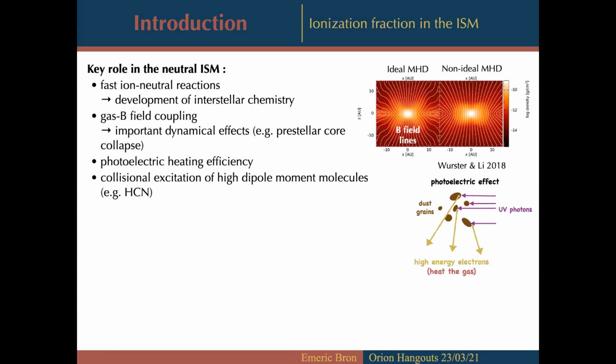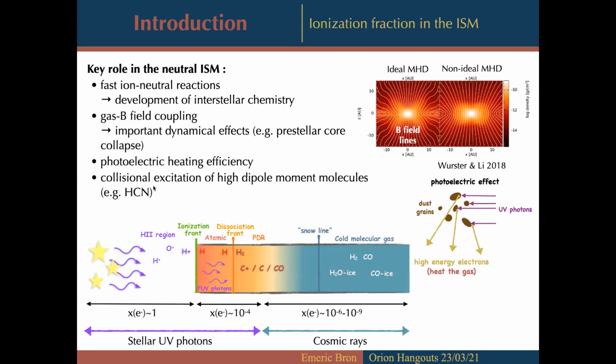So in molecular clouds, the ionization fraction will vary by several orders of magnitude. If you are in star-forming regions with very young, massive, and bright stars, close to them, you will have an ionized region where everything is ionized, so the ionization fraction is 1. Then, as you pass the ionization front, hydrogen becomes atomic, neutral, but there are still UV photons able to ionize carbon, which will provide an ionization fraction of around 10^-4.